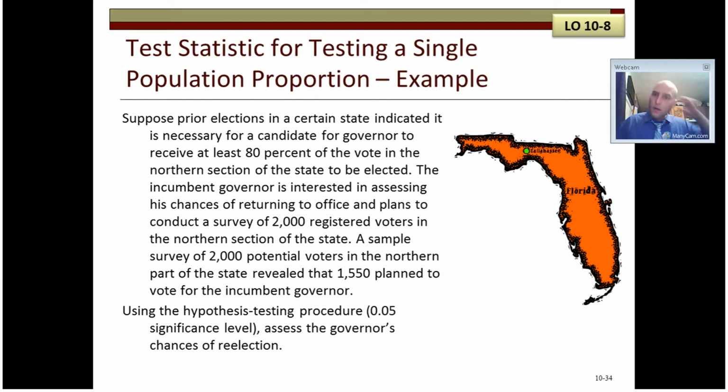So here's an example. Suppose prior elections in a certain state, which looks like Florida, indicate that it's necessary for a candidate for governor to receive at least 80% of the vote in the northern section of the state in order to be elected. The incumbent governor is interested in assessing his chances of returning to office and plans to conduct a survey of 2,000 registered voters. A sample of 2,000 potential voters in the northern part of the state revealed that 1,550 planned to vote for the incumbent governor. Using the hypothesis testing procedure, assess the governor's chances of re-election.